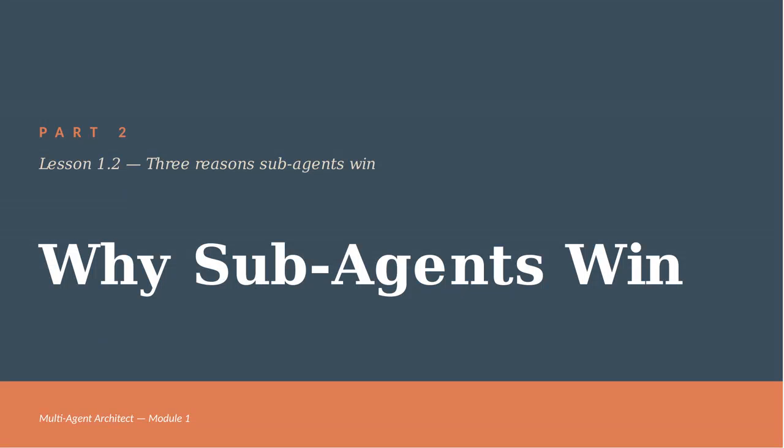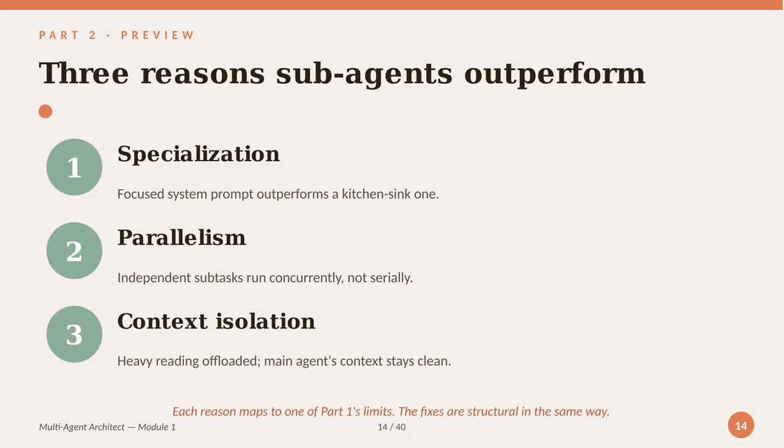Part 2. Why subagents win. 3 structural reasons that mirror the 3 structural ceilings. 3 reasons subagents win. Each maps directly to one of Part 1's structural limits. Reason 1. Specialization. A focused system prompt outperforms a kitchen sink one. This fixes role confusion. Instead of one agent doing planner plus coder plus reviewer, you have 3 specialists each with deep domain knowledge.